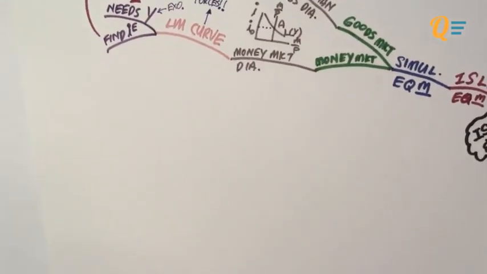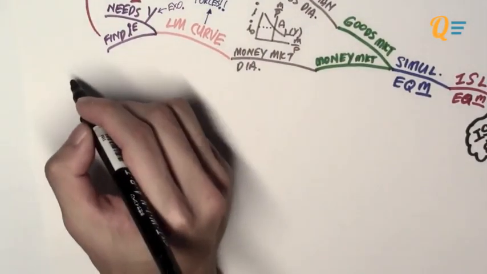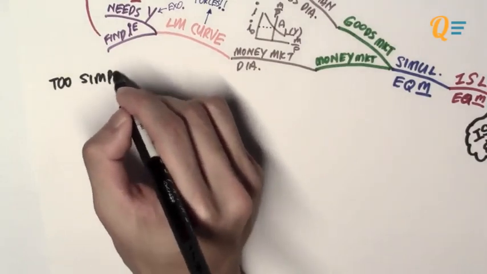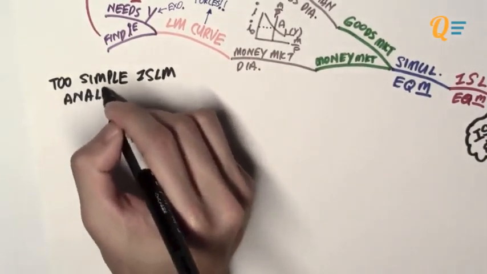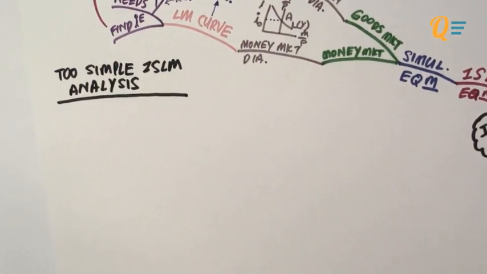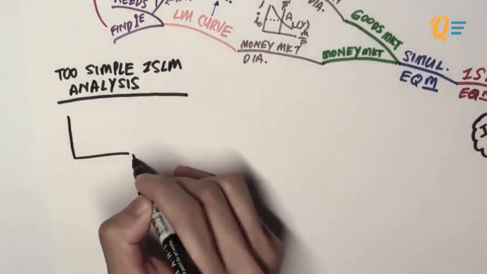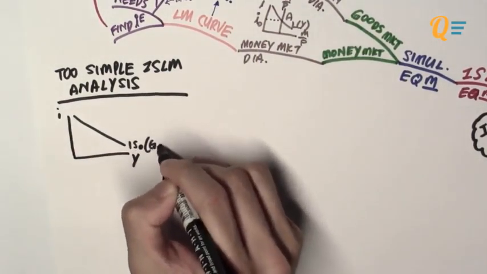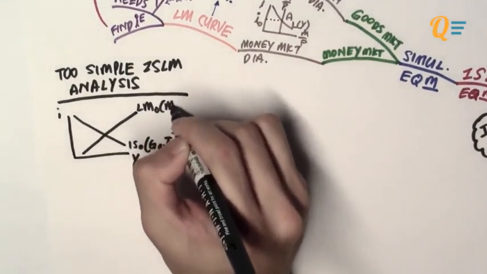I'm pretty sure that some of you have already seen your ISLM model in your study guide or your lecture notes, but you have to be careful of a too simple ISLM analysis. Okay, we know things that are simple are good, but it can't be too simple, right? So typically, what most people would analyze is this.